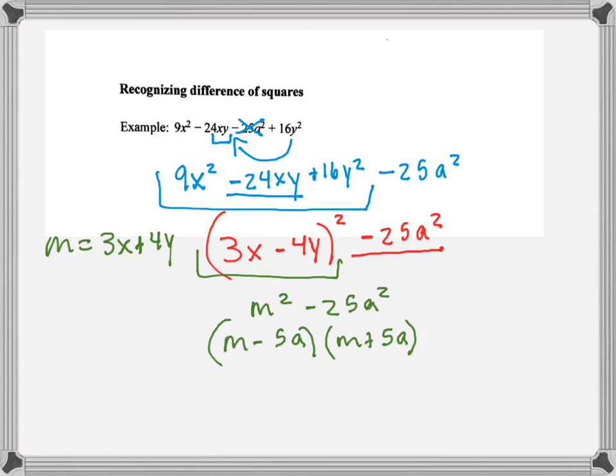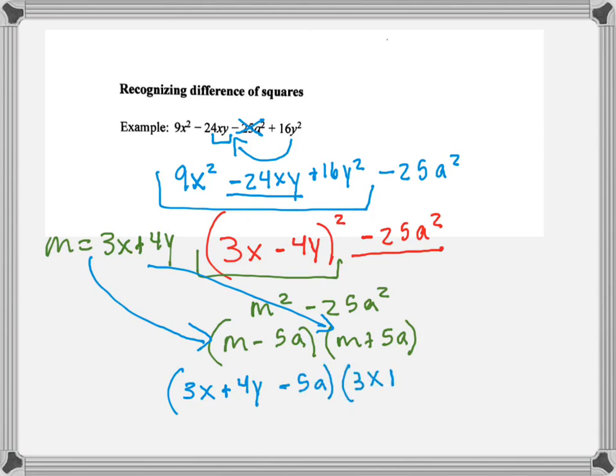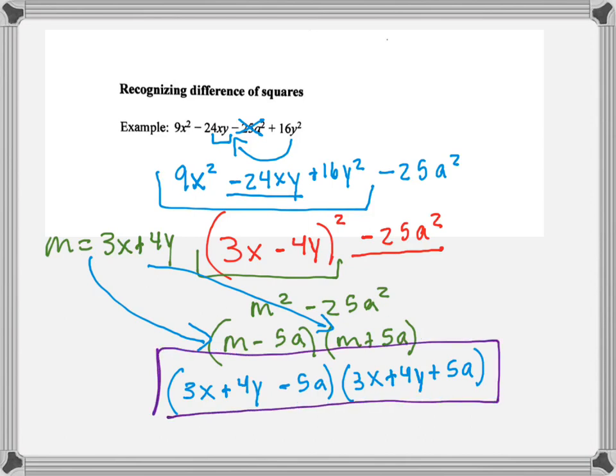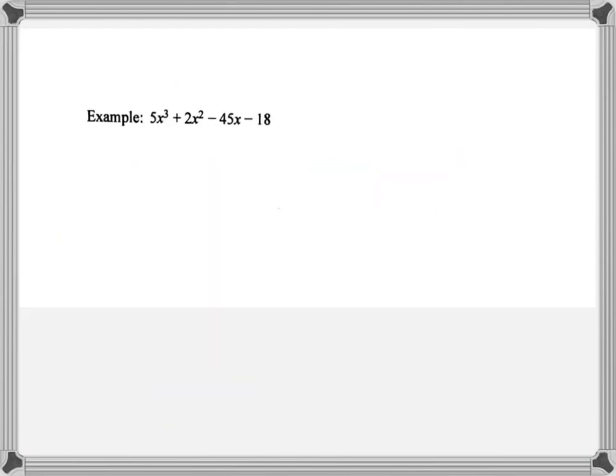But now we still need to substitute these values back in for m. So now we do 3x plus 4y minus 5a times 3x plus 4y plus 5a. And this is our final expression. So that's just a little bit on recognizing differences of squares and how to apply it to different situations. So we're just going to try another example. This one's a little different.